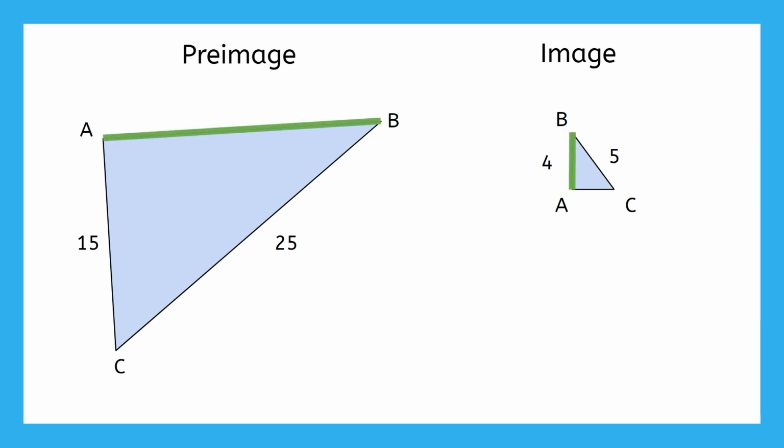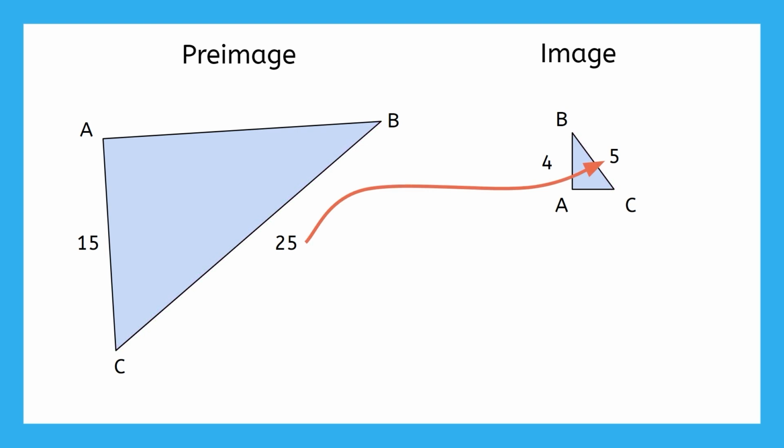Ooh, we only know the length of side AB on the image. We don't know AB on the pre-image. And we only know the length of side AC on the pre-image, not the image. But we do know the length of side BC on both the pre-image and the image. Since BC on the pre-image corresponds to BC on the image, we can use their lengths to find the scale factor. What scale factor will take us from 25 units to 5 units?